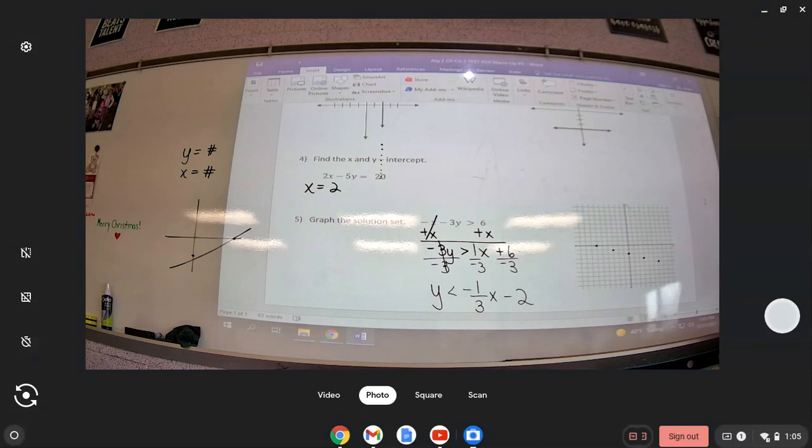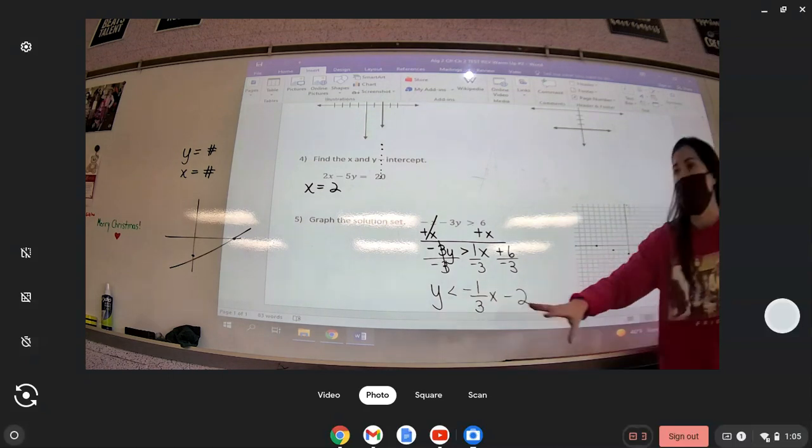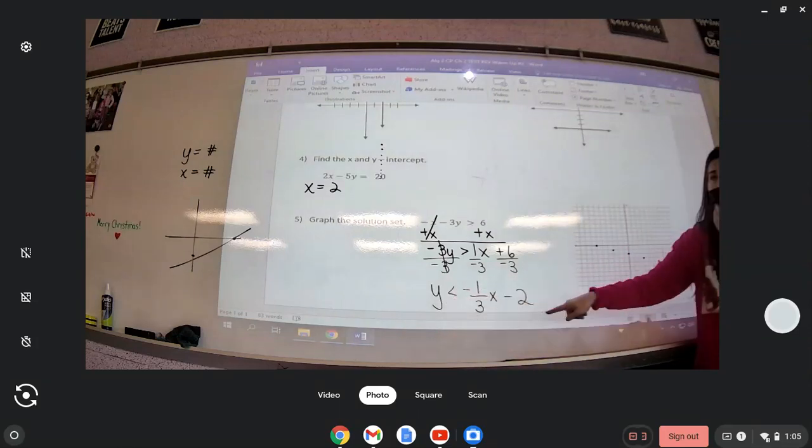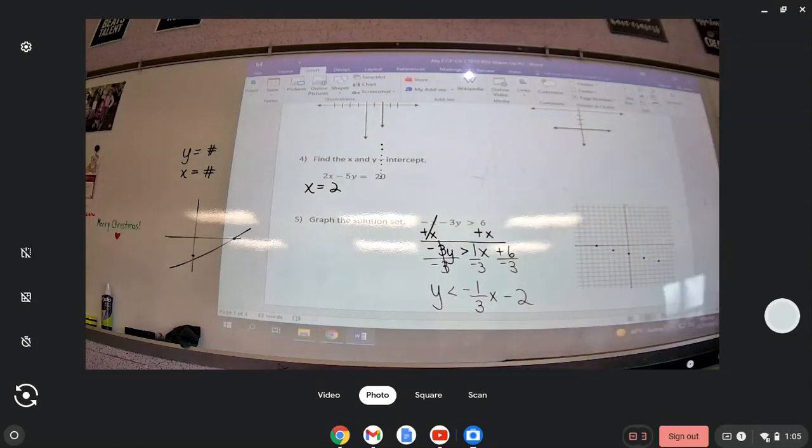Okay? Last thing we have to watch out for, it's asking us to show where all the y values are less than the points on this line. That means the points on the line are not answers. They are just a boundary. So what kind of line should you use to show that these points aren't answers? Dashed, excellent.